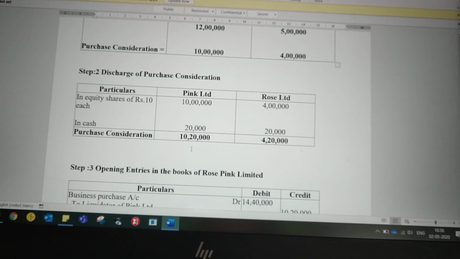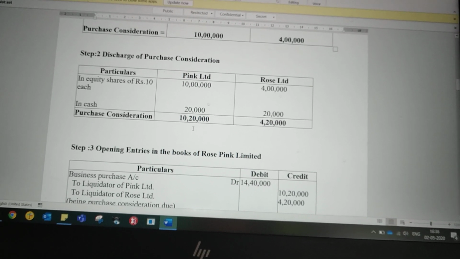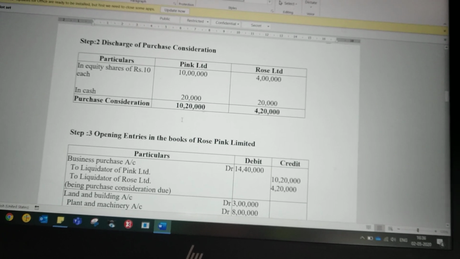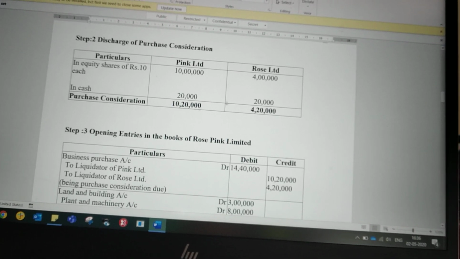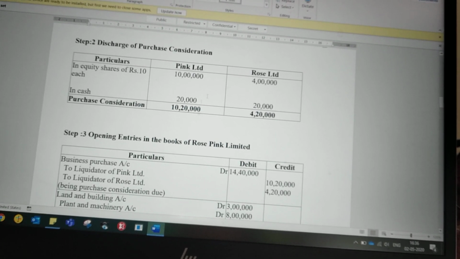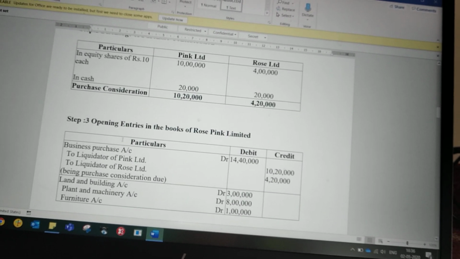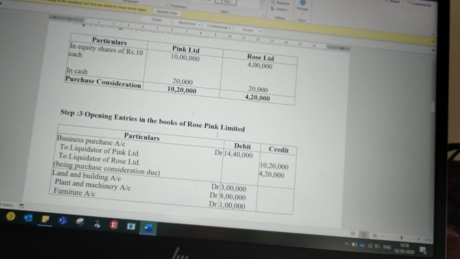So total purchase consideration value for the Pink Limited is 10 lakh 20,000 and Rose Limited 4 lakh 20,000. So this is the total purchase consideration value. That's step number 2, whatever the discharge of purchase consideration. Finally, now we'll go for step number 3, opening entries in the books of Rose Pink Limited.